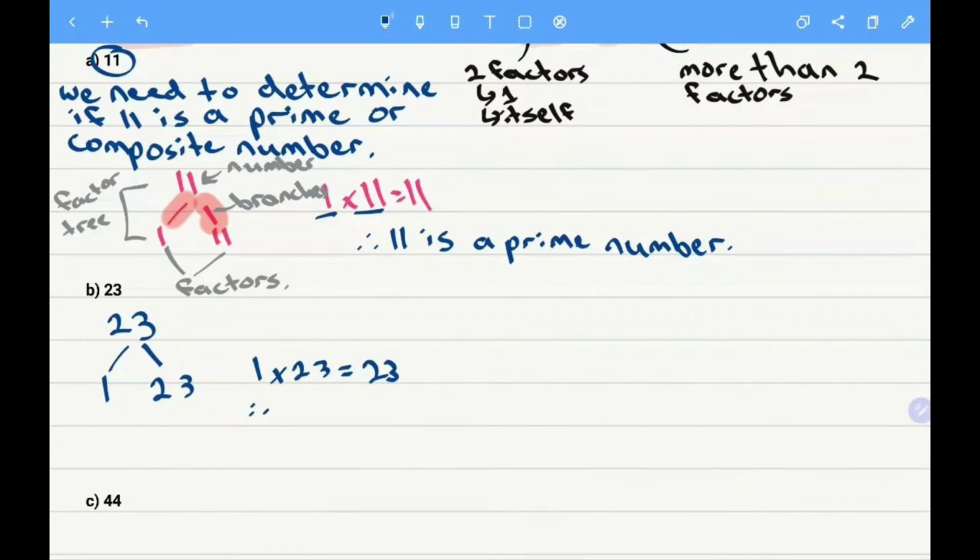Looking back at our definition of prime numbers, we know that a prime number is a number that only has 2 factors, 1 and itself. This is true. Therefore, 23 is a prime number.